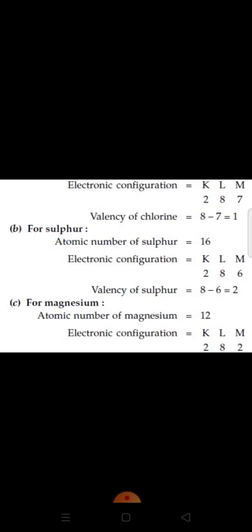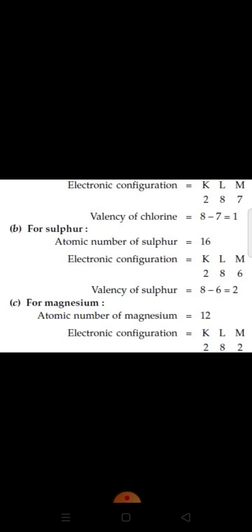Likewise, sulfur. Now atomic number of sulfur is 16, and the electronic configuration is in the first shell 2 electrons, then 8, and the last shell is containing 6 electrons. So 6 valence electrons are present in sulfur. So the valency of sulfur is equal to 8 minus 6, that is 2.